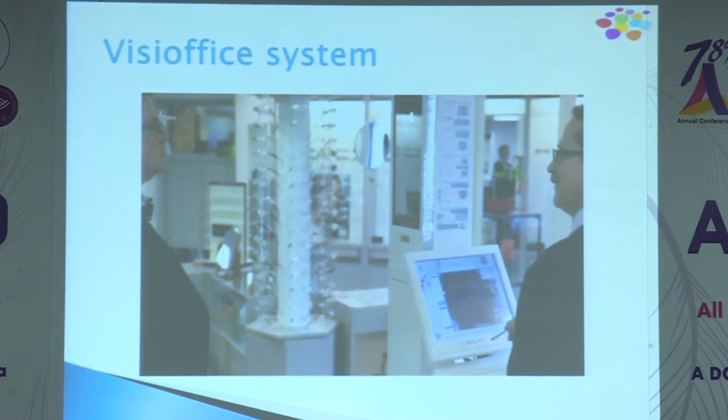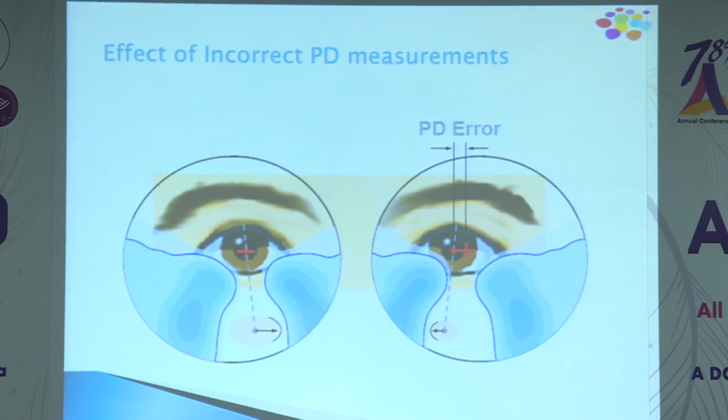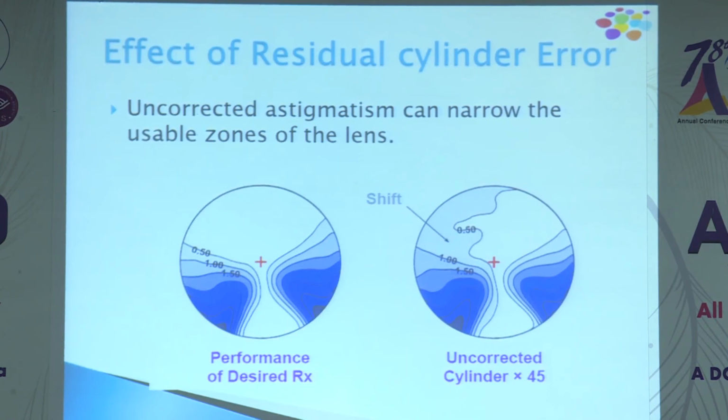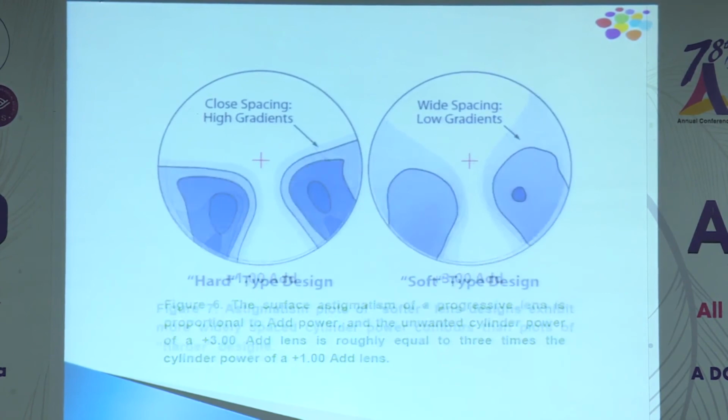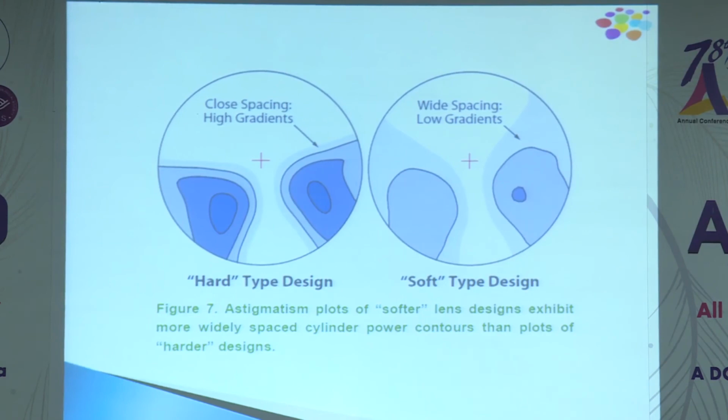The effect of incorrect PD is a little less in a bifocal, but in a progressive it will be much more. Residual cylinder power is also the same. And again, the addition, as I mentioned earlier, was already discussed by Dr. Andrews. Suppose the patient was previously using a soft design, and wants to reduce the price, and selects a hard design of progressive lenses. He will complain that he was used to the earlier progressive lenses and cannot adjust to the present ones. So you have to identify what design he is using. Sometimes he will go for a cheaper version, and he will have a lot of problems with that.